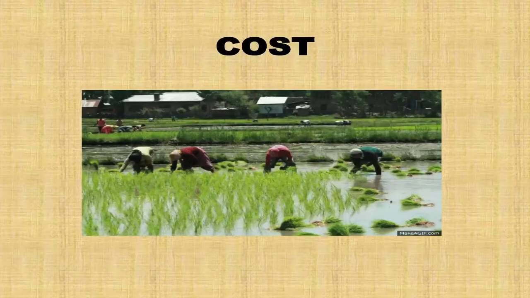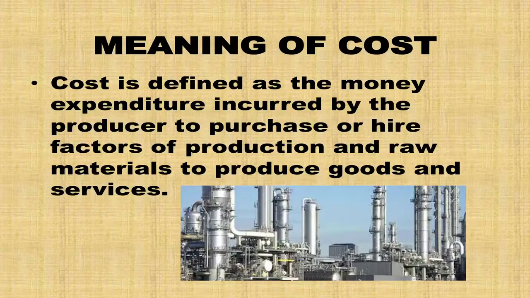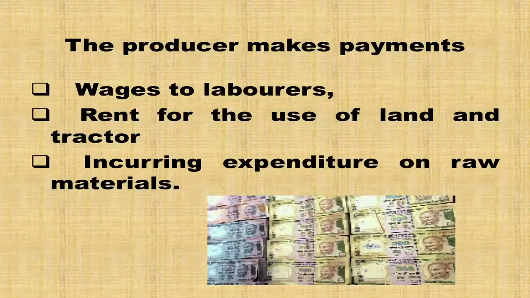Now, let us understand cost and how we can define it. Cost is defined as the money expenditure incurred by the producer to purchase or hire factors of production and raw materials to produce goods and services. In a way, cost is a kind of a sacrifice made by the producer. In this example, the sacrifice was made in terms of making payments such as wages to laborers, rent for the use of land and tractor, and purchase of raw materials, etc.